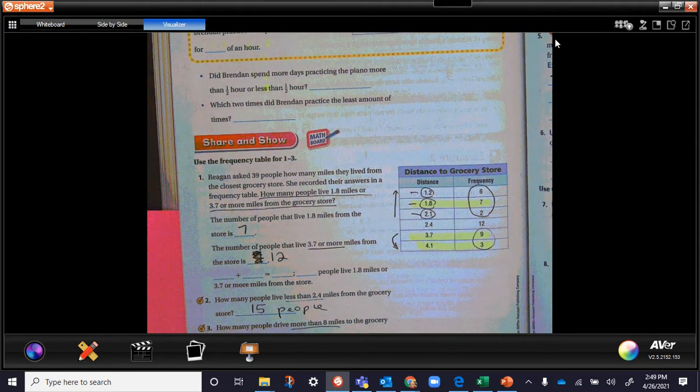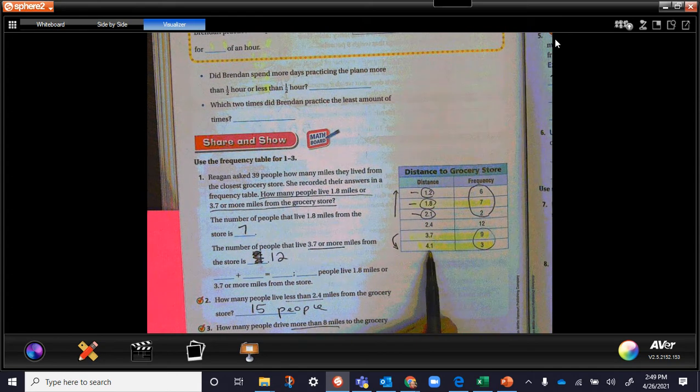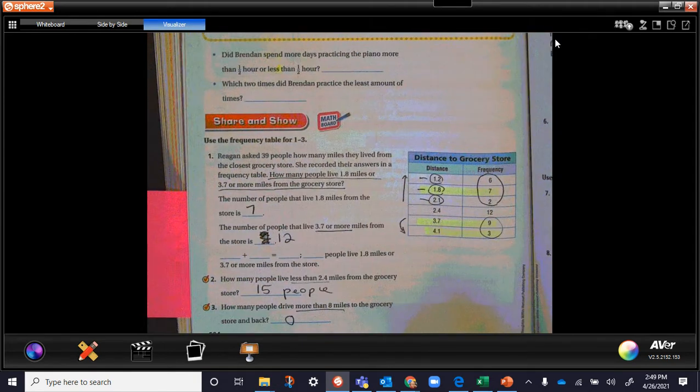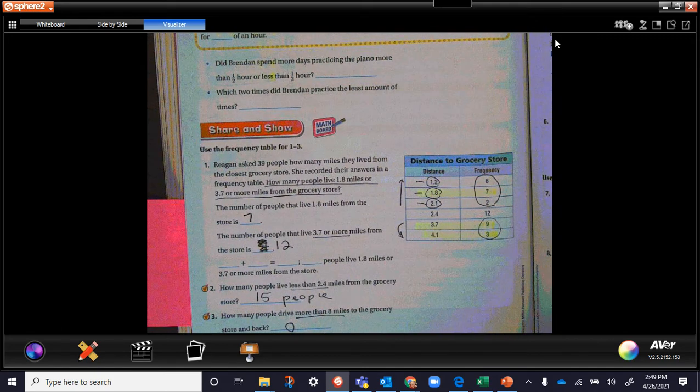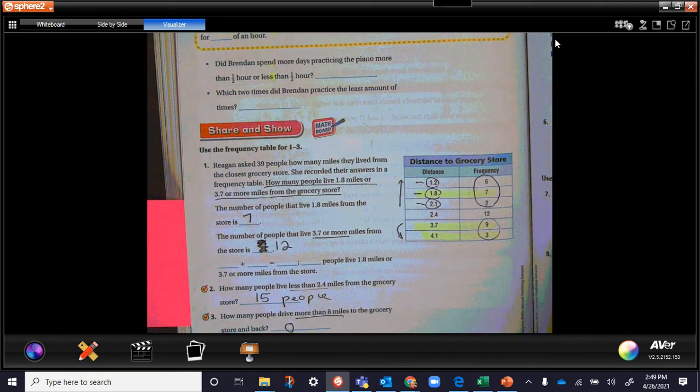And then it says how many people drive more than 8 miles? Well, the greatest distance we have, because these are in order, is 4.1. So we said there were 0 people for that, because there was nobody that drove more than 4.1.